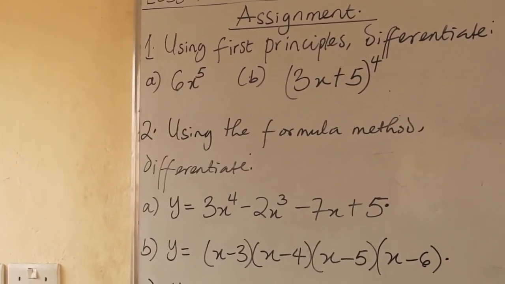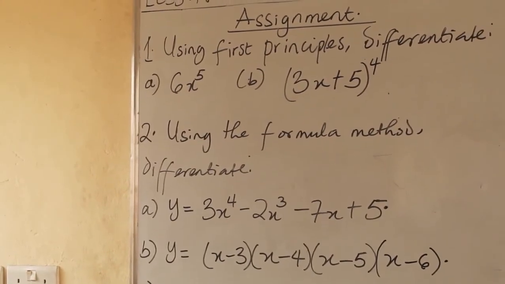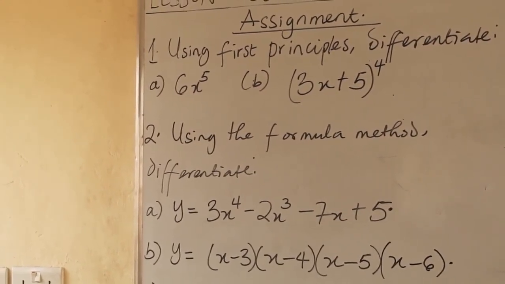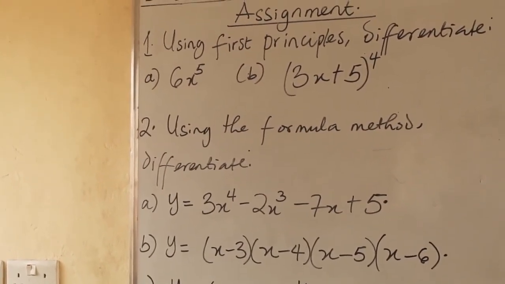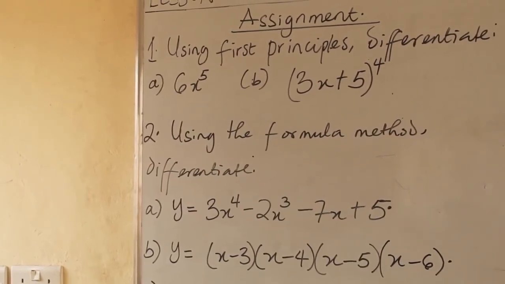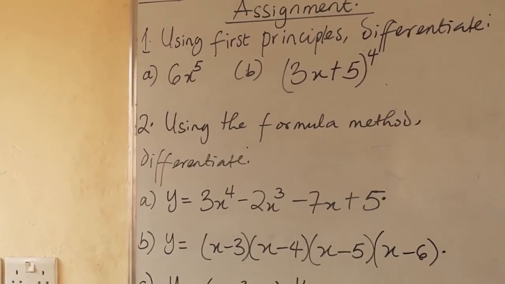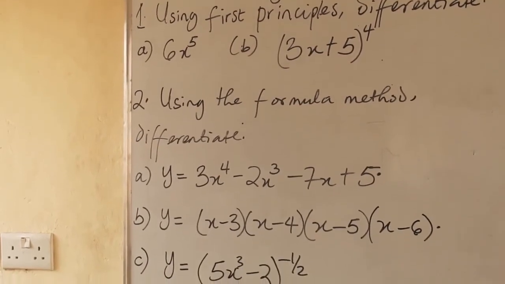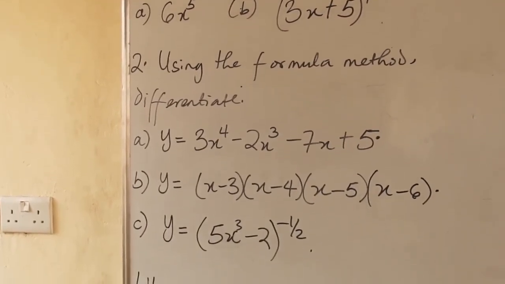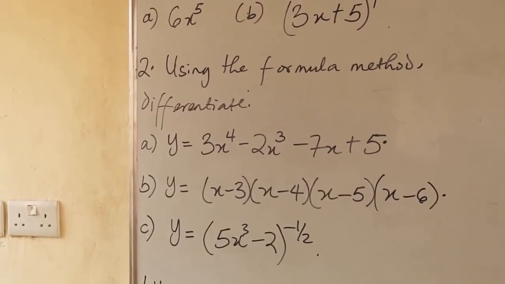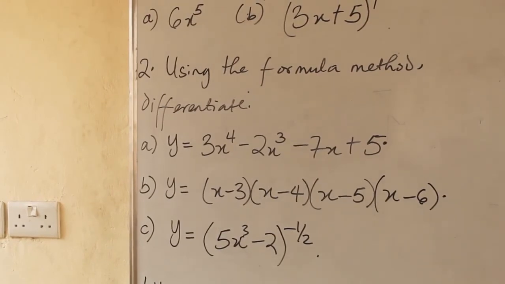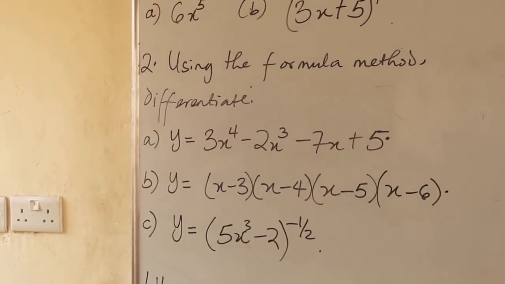(b) y is equal to (x minus 3)(x minus 4)(x minus 5)(x minus 6). So we have x minus 3, x minus 4, x minus 5, x minus 6 all multiplying each other. Well, for (c) we have y is equal to (5x to the power 3 minus 2) all raised to the power minus 1 over 2.